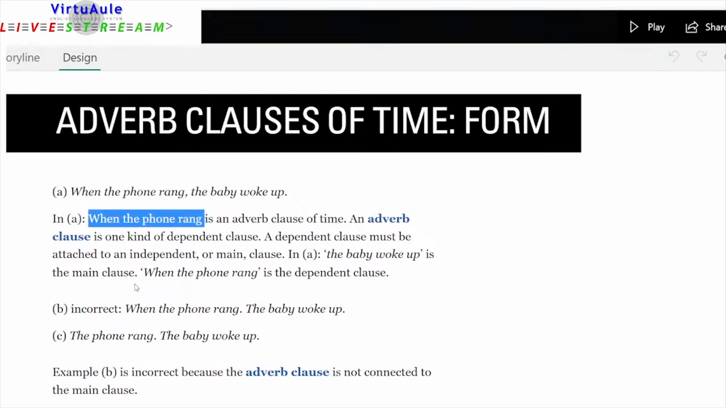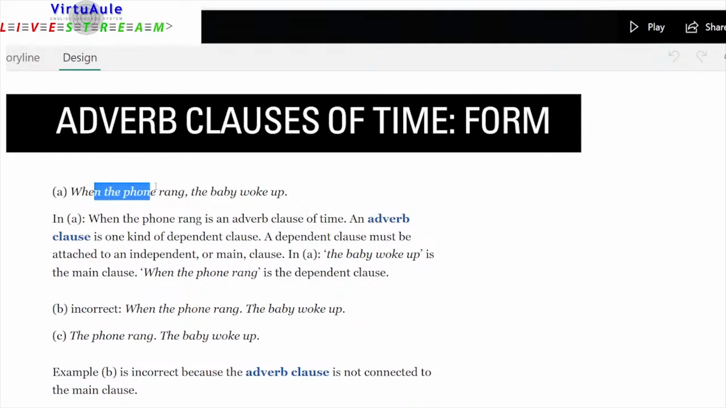An adverb clause is one kind of dependent clause. A dependent clause must be attached to an independent or main clause. In A, the baby woke up is the main clause. This is the sentence, the main verb, the main subject. When the phone rang is a dependent clause. It's actually telling you the time, right? I could say at 4 o'clock. At 4 o'clock the baby woke up.